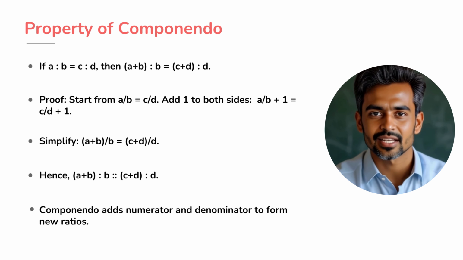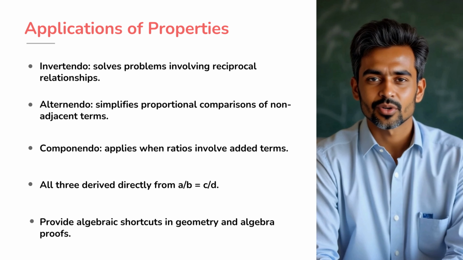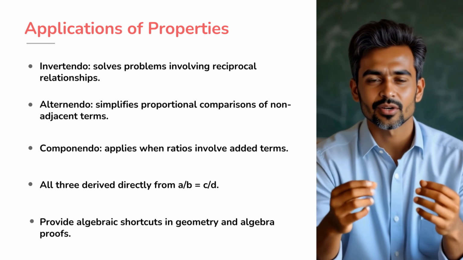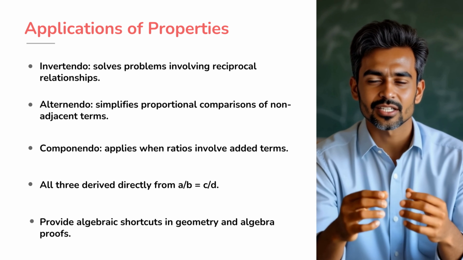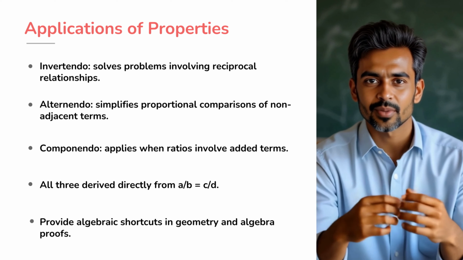This property comes in handy when the numerator and denominator are combined with addition. Each property has its own strength. Invertendo helps when reciprocals appear in the problem. Alternendo is key when linking non-adjacent terms. Componendo is powerful when sums of terms are compared.